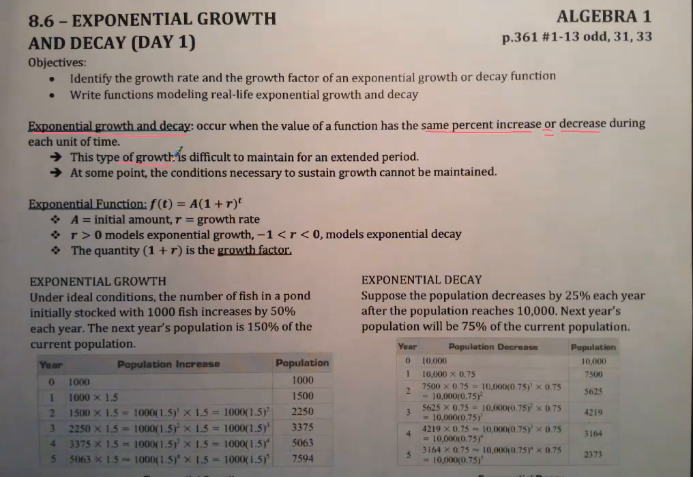Eventually you run out of space or you run out of resources. If we go back to the growth of bacteria, that petri dish is only so big. At some point, you can't maintain that exponential growth. It's going to run out.